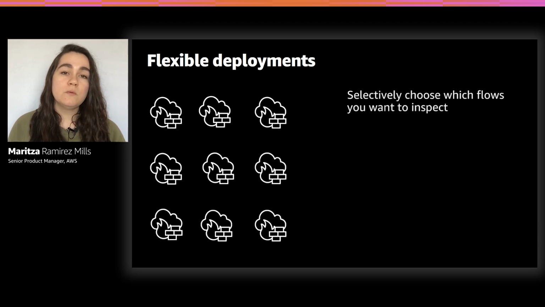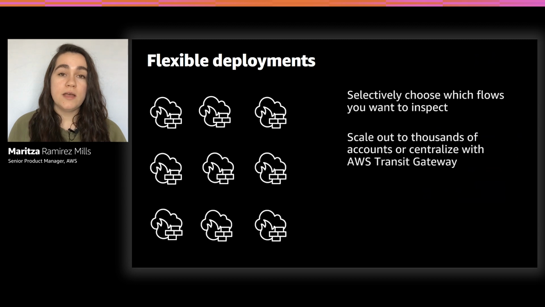And so Network Firewall gives you the benefit of being able to selectively choose which flows you want to inspect and where you want to put those inspection points. You have the option to either scale up to thousands of accounts, or if it's what's best for your business, you could choose to centrally inspect all traffic between these accounts using something like an AWS Transit Gateway.